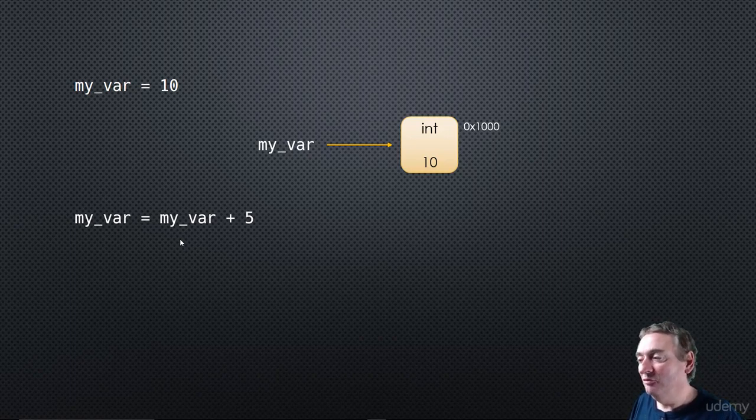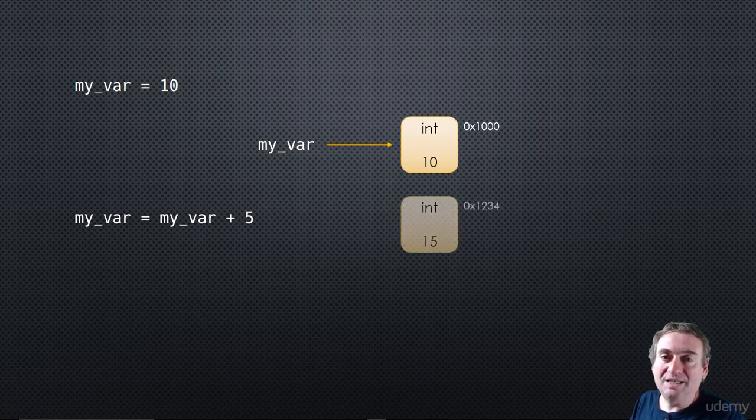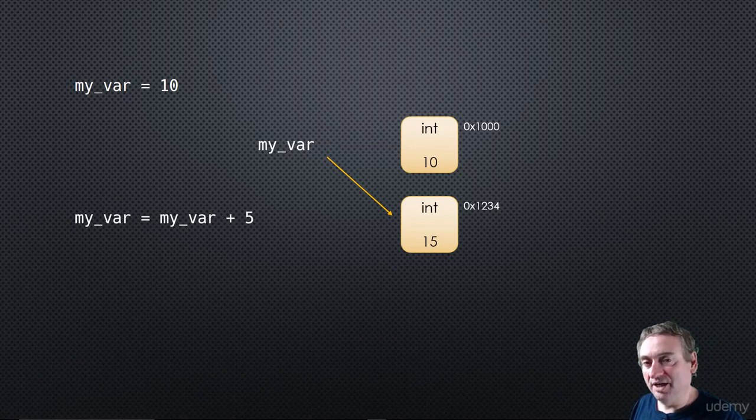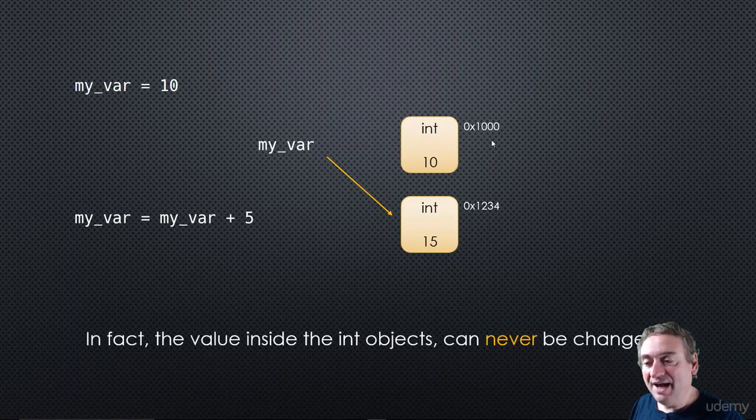We are not. Python first evaluates the right-hand side. So it looks at myVar, says, hey, I have to add 5 to myVar. Okay, what's myVar? myVar is an integer with a value of 10. Okay, that's integer addition. 10 plus 5 is 15. It creates a new object in memory, okay, at a different memory address with a value of 15, and myVar now points to that new object. But we did not change the contents or the value or the state of the object at address 1000. In fact, the content of integers can never be changed. And we'll look at that in the next section when we look at mutability and immutability of objects.